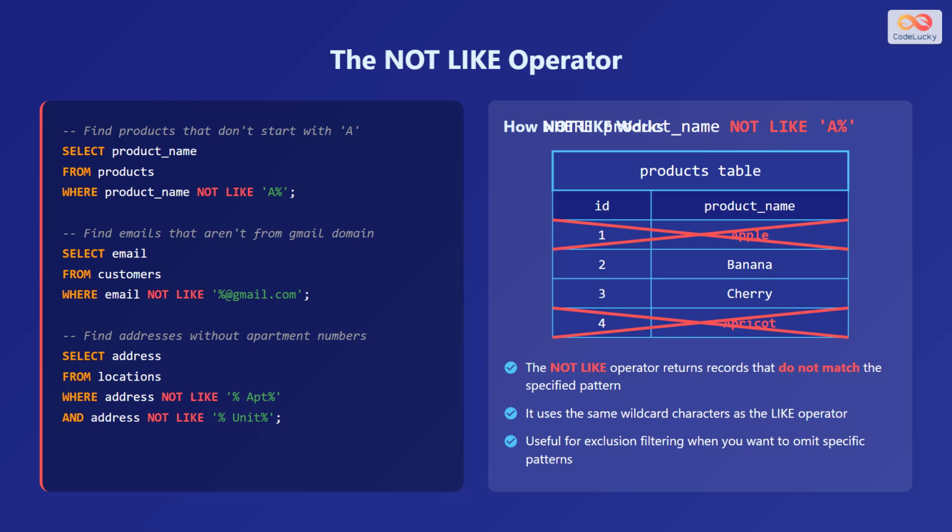The NOT LIKE operator returns records that do not match the specified pattern. It uses the same wildcard characters as the LIKE operator. It is useful for exclusion filtering when you want to omit specific patterns.